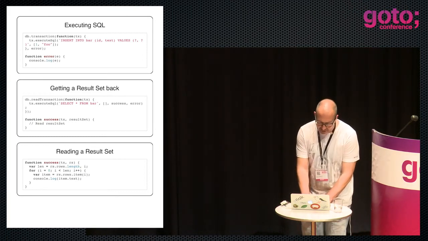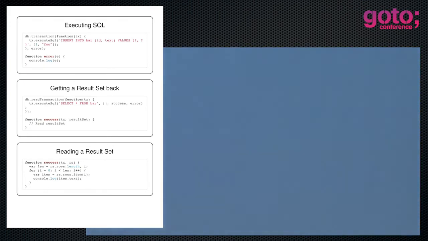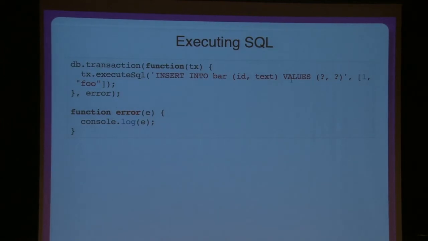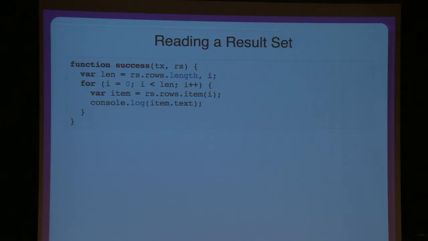We can execute SQL. This is an insert statement, and the question marks here are just replaced by parameters in the next parameter array. We can get a result set back. When we do an SQL statement, we get a transaction and a result set back in the success callback, and we can then traverse this result set.